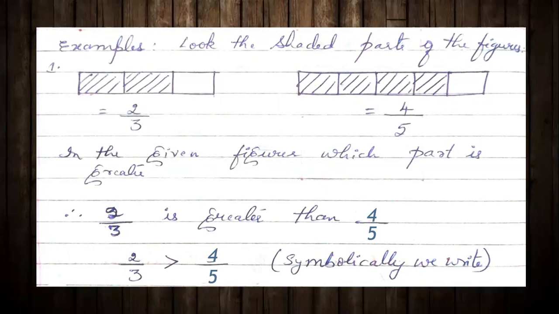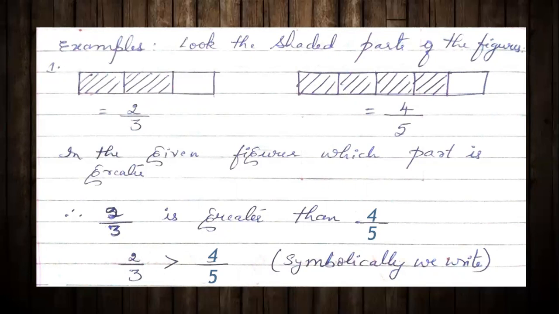So when we compare both the fractional numbers, in the given figures, which part is greater? We have to find in both the figures which part is greater. Therefore, 2 by 3 is greater than 4 by 5. Here we have to check the denominators of both the numbers, which is lesser. The number which is lesser, that part will be the greater one. For the first figure, it is 2 by 3, and for the next figure, it is 4 by 5.